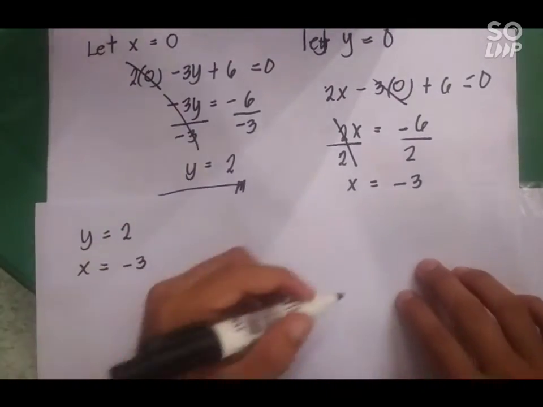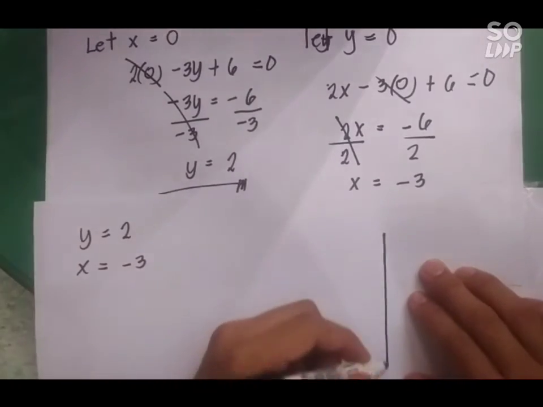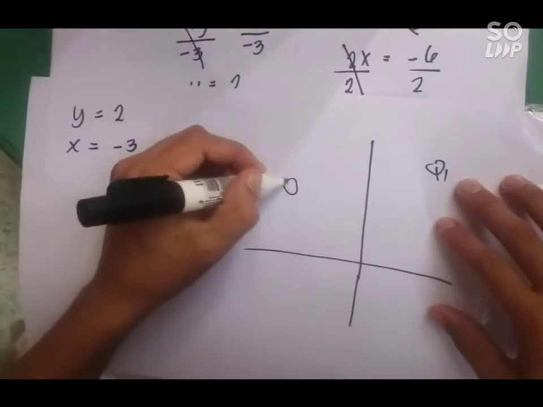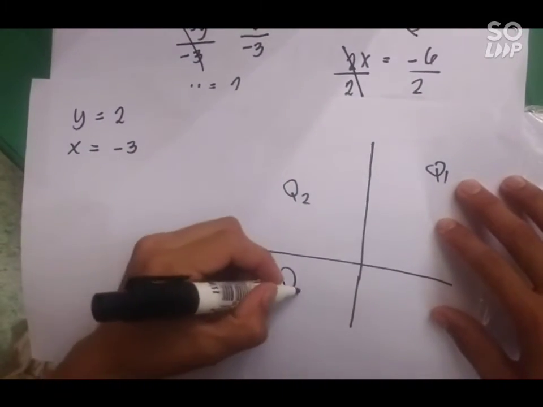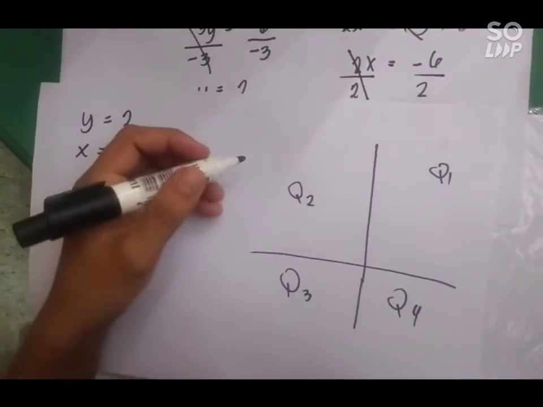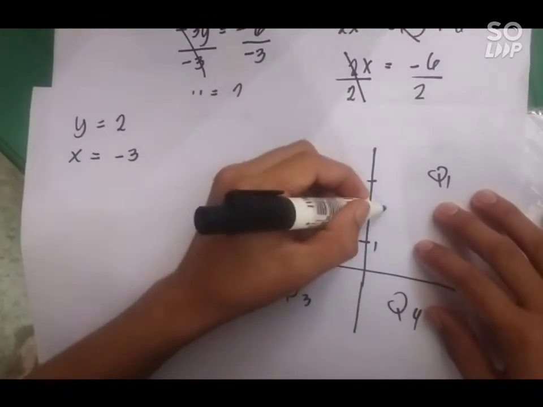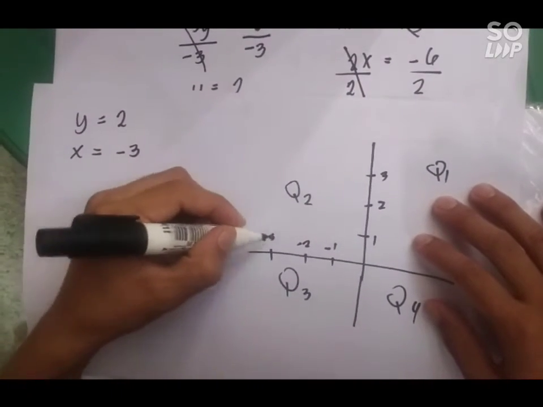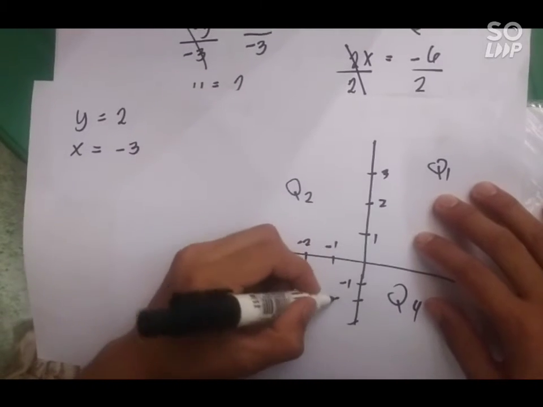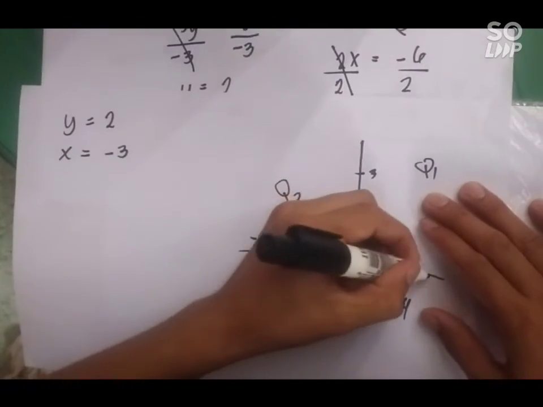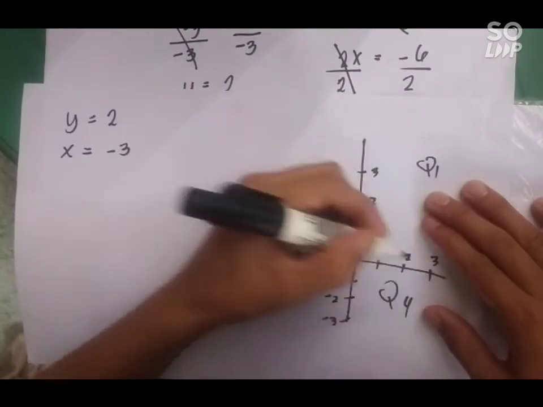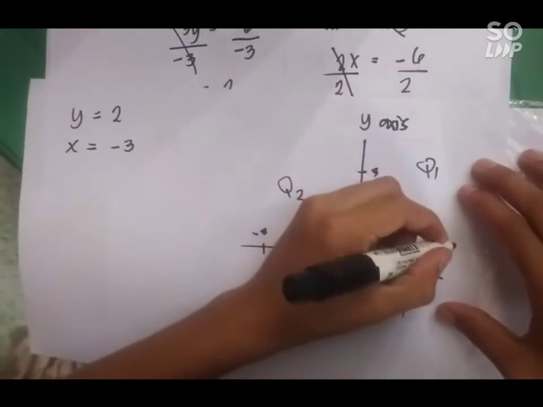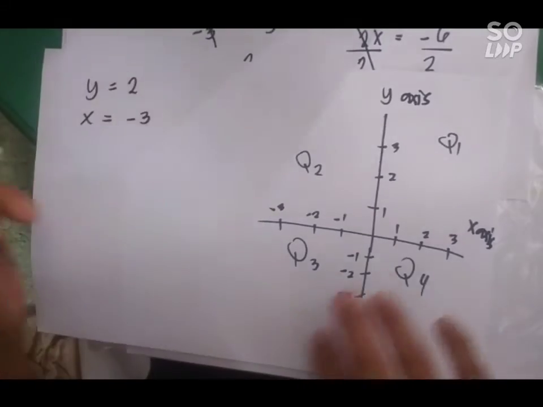Ang ato siya i-plot sa kuan ha. I-plot nato siya sa quadrant 1, quadrant 2, quadrant 3, quadrant 4. So 1 2 3, 1 2 3, negative 1 negative 2 negative 3, negative 1 negative 2 negative 3, negative 1 2 3. So ang ato i-plot nato is y axis, x axis. So i-plot nato ni siya.